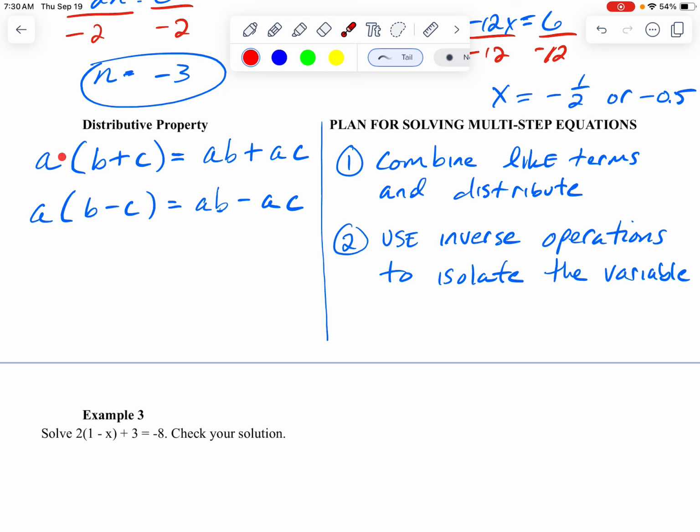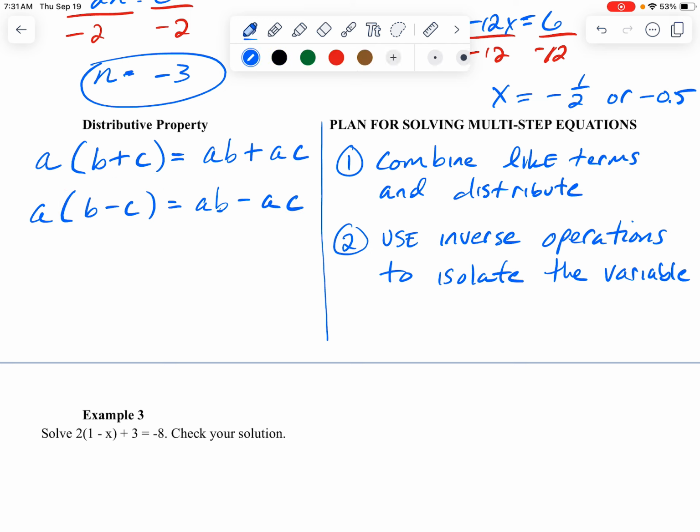So remember, this means multiplication when I've got a number up against the parentheses. And the distributive property tells us that when I have this situation, I need to multiply a times that first number and times the second number, and that sign stays the same. So that's where we get AB, because that's A times B plus AC. And we can do the exact same thing with subtraction.